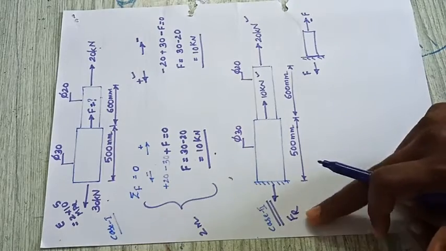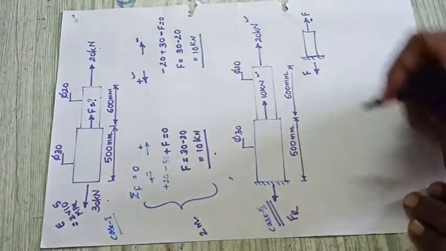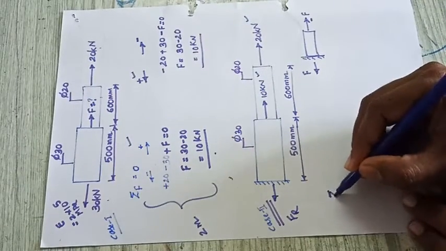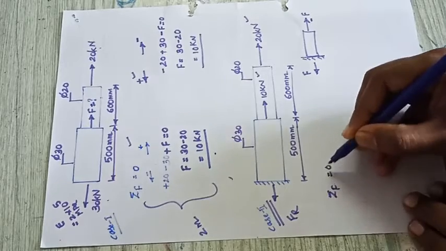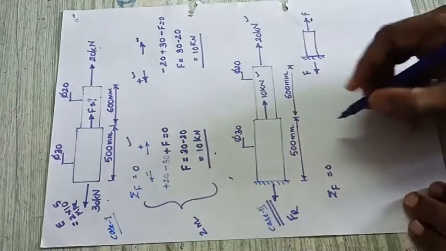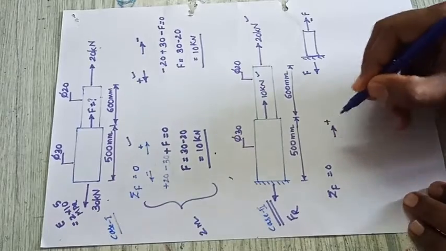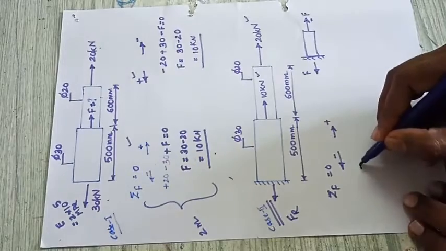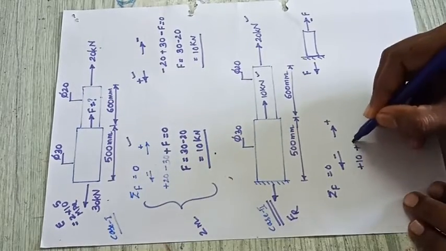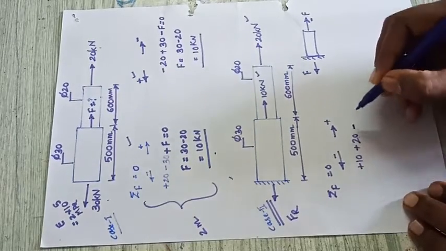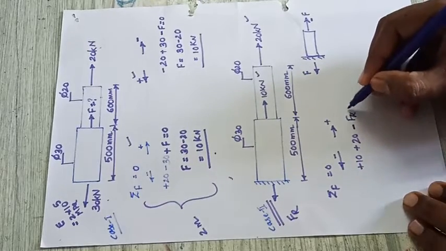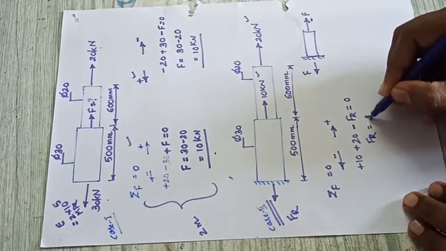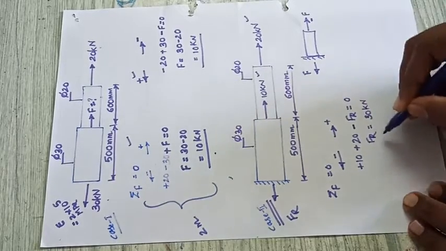So how to find out this FR? Once again we are using the summation of the forces, equilibrium of force: summation of all the forces is equal to 0. You can take any sign convention. So right side is positive, left side is negative. So here it is plus 10, plus 20 and minus FR, and this is equal to 0. Therefore FR is equal to 30 kilonewton. That's it.